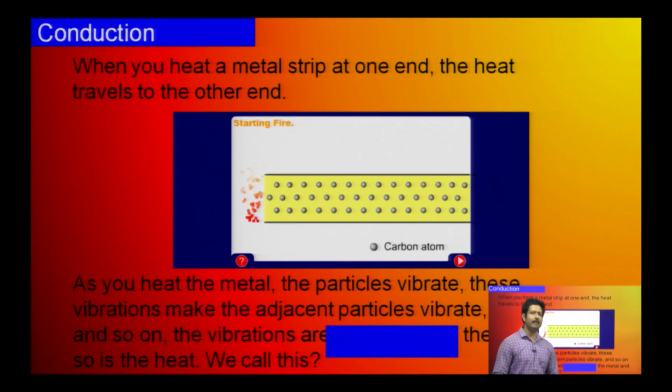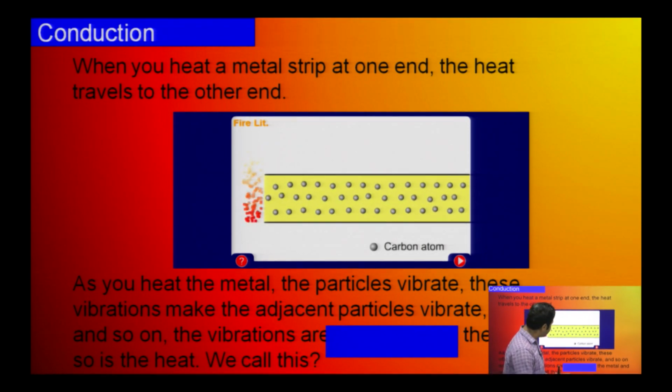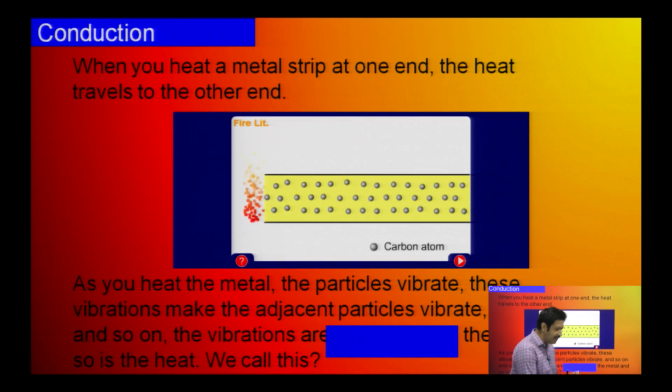It's a very lovely animation. See, if I am pointing at this, saying this is my heat source, it is burning, and you can see these lattices, these are basically atoms. These atoms are actually vibrating. Why is it happening? Please try to understand this. These atoms, these lattices, have extra electrons.